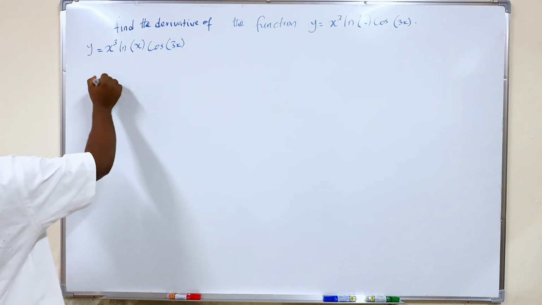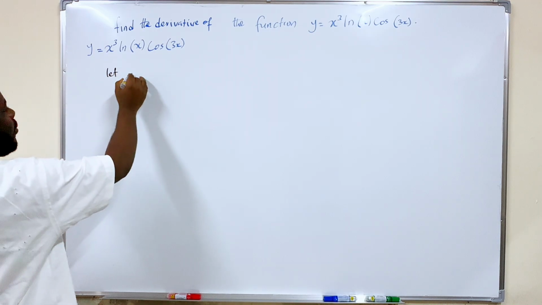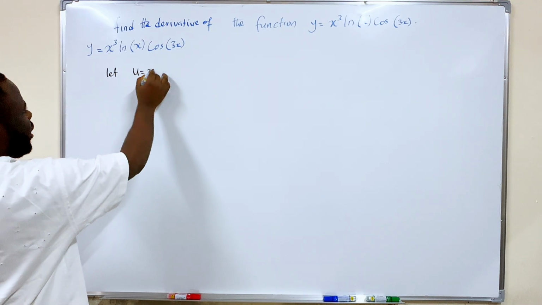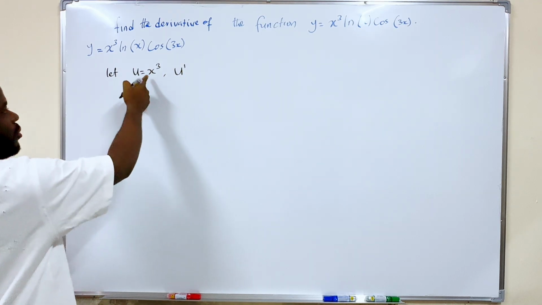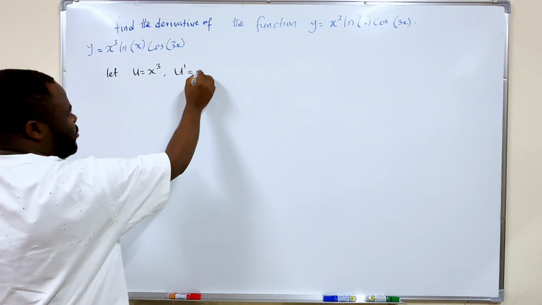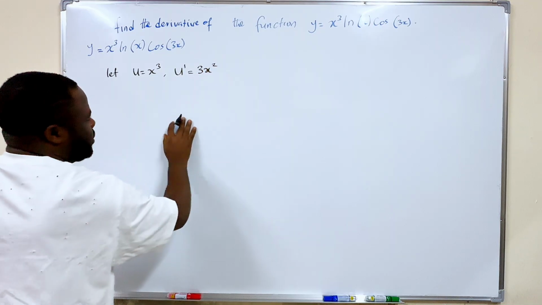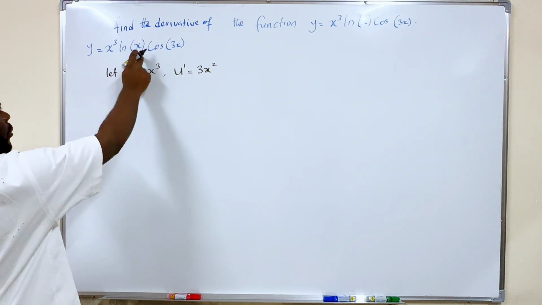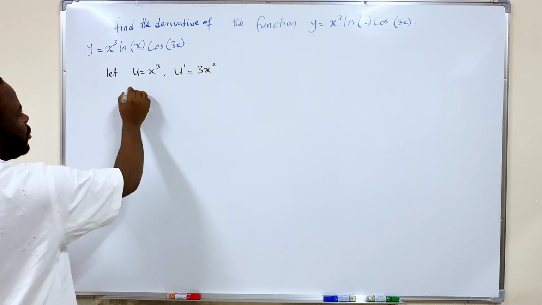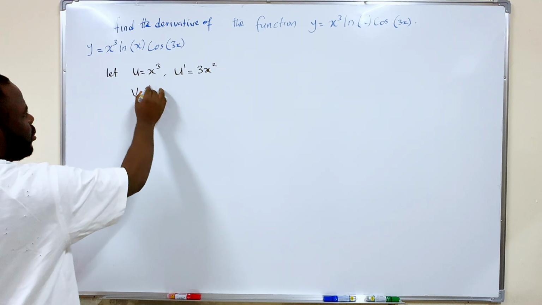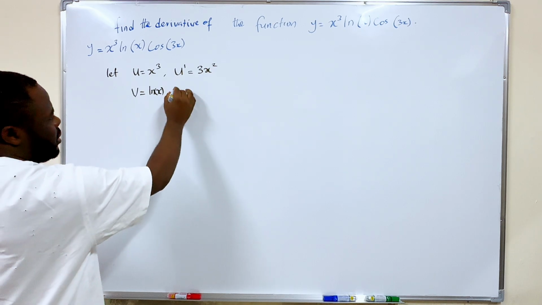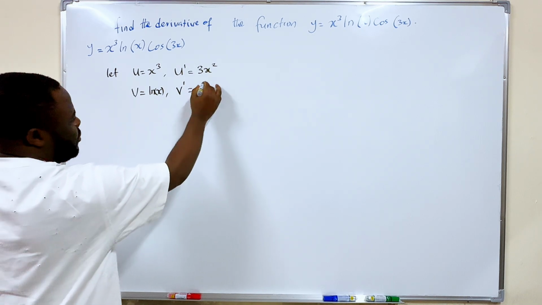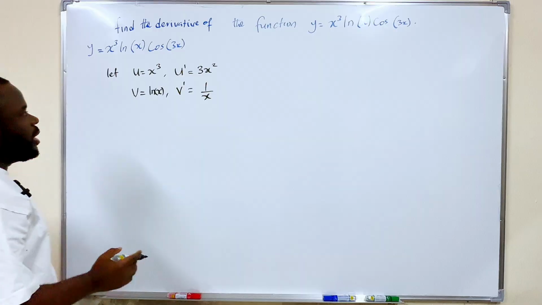First, let's say let u be equal to x cubed. So u prime, when we find the derivative of this, is going to give us 3x squared. Now, for the logarithm function, you have v equals ln x. Then the derivative of this is going to give you 1 over x.